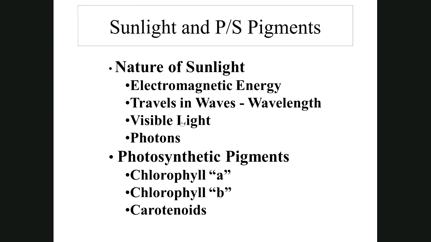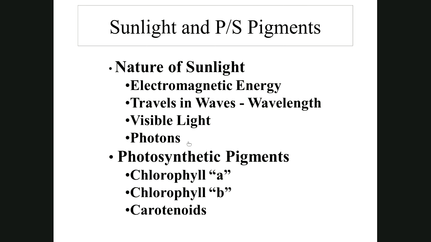The visible light we see, the units of light are called photons. Photons are infinitesimally small, and they do have mass. So they do exist. They are forms of matter, but they are extremely small and lightweight. But those are the units of light.